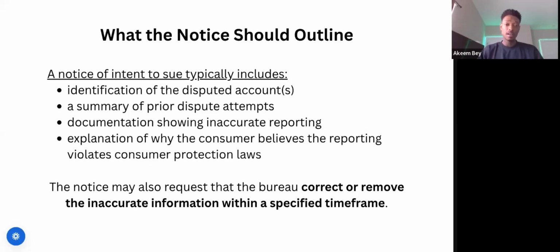So what the notice of intent to sue should outline are things like this, right? Identification of the disputed accounts, a summary of your prior dispute attempts, documentation showing inaccurate reporting, and an explanation of why you believe that the reporting violates consumer laws, right? And the notice may also request that the bureaus correct or remove the inaccurate information within a specified time frame, right?